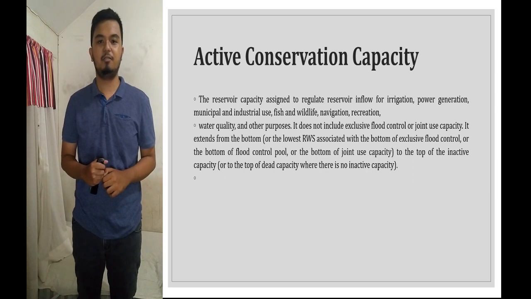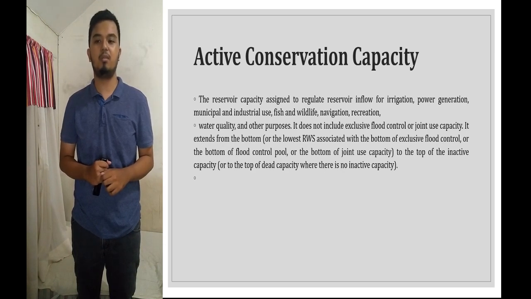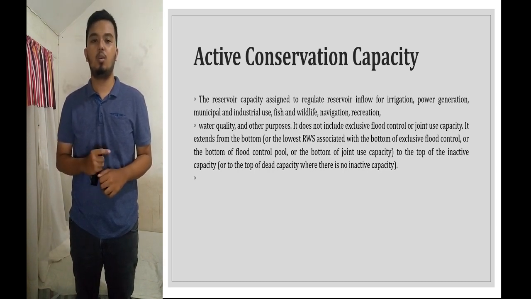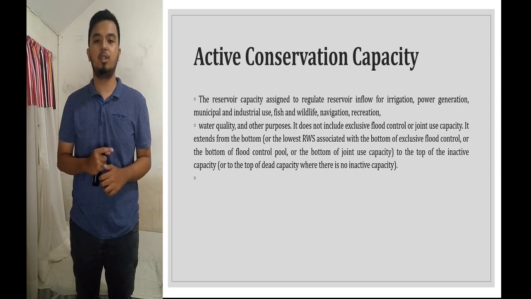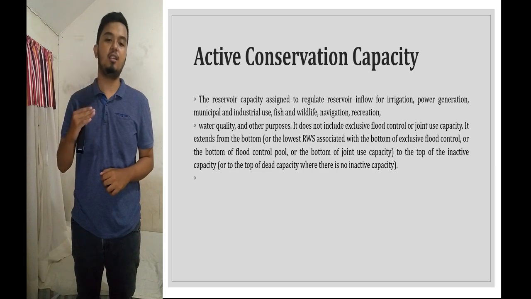Next is the active conservation capacity. So the reservoir capacity assigned is to regulate reservoir inflow for irrigation, power generation, municipal and industrial use, fish and wildlife, navigation, recreation, water quality, and other purposes. It does not include exclusive flood control or joint use capacity. It extends from the bottom or the lowest RWS associated with the bottom of exclusive flood control, or the bottom of flood control pool, or the bottom of joint use capacity to the top of the inactive capacity.